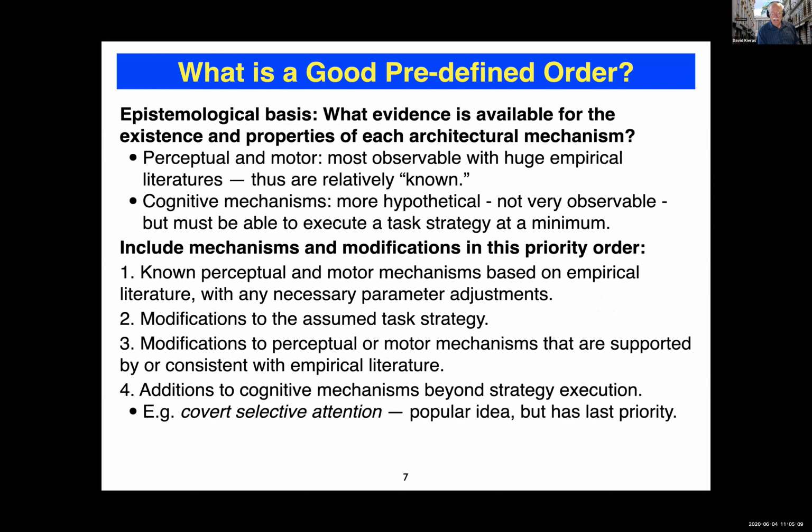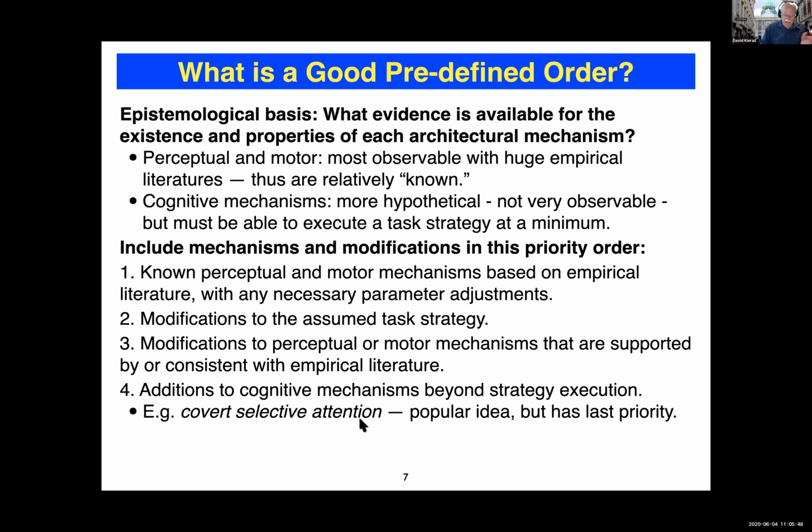The cognitive mechanisms, though, are more hypothetical. We only view them indirectly through perception and motor mechanisms. Not very observable, but we can say, following Newell, that it has to be able to execute a task strategy at the bare minimum. So we include these mechanisms and modifications in this priority order: put the known perceptual and motor mechanisms in first, then we'll modify the assumed task strategy. Third priority is to modify those perceptual and motor mechanisms in well-supported ways. The fourth priority is to add to the cognitive mechanisms beyond simple strategy execution.